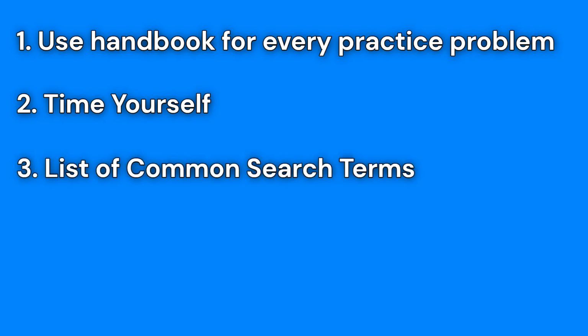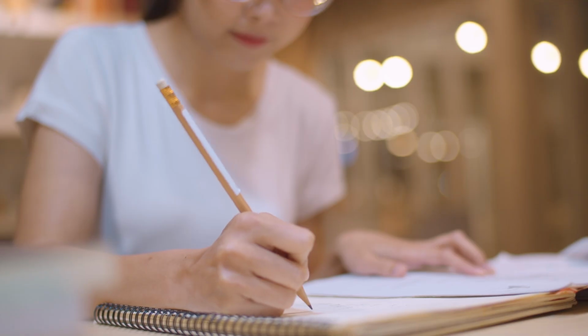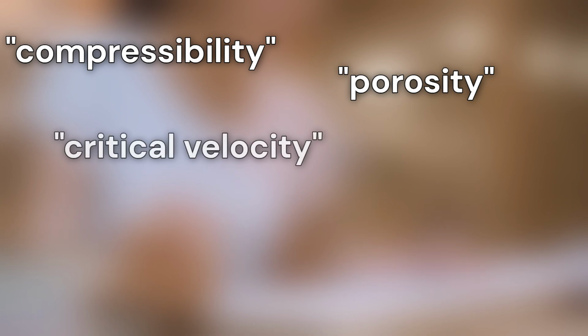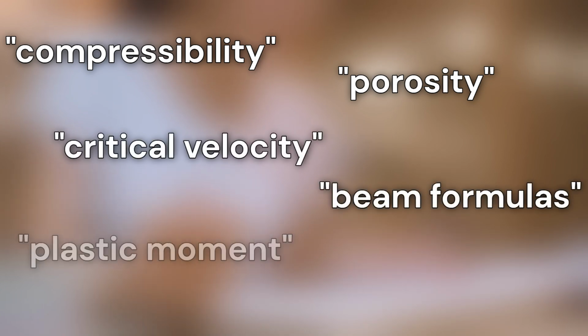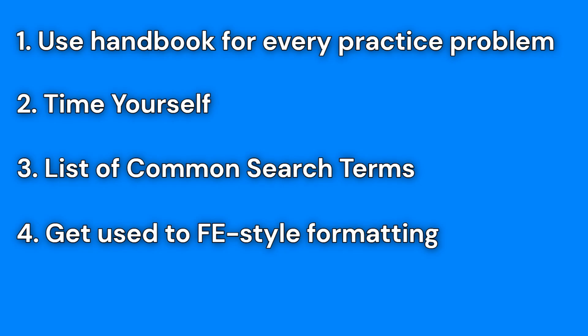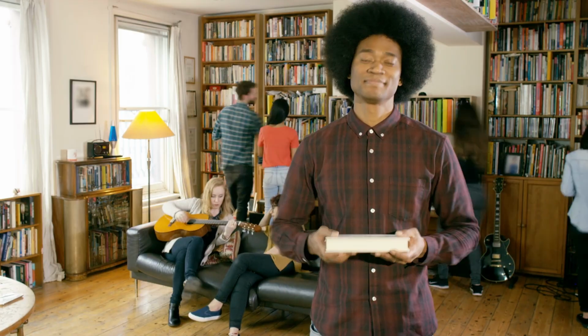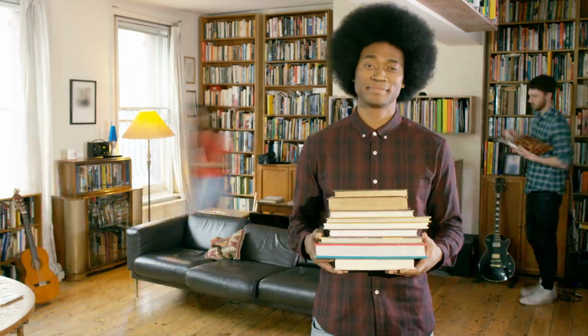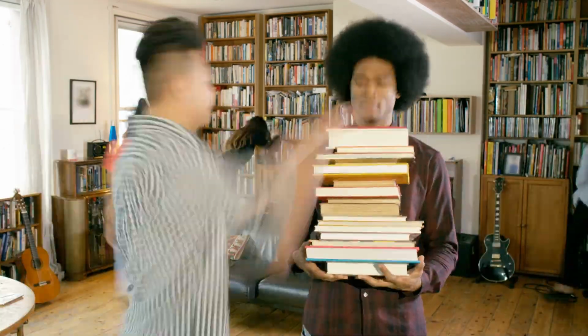3. Build a list of common search terms. Create a sheet of keywords like compressibility, porosity, critical velocity, beam formulas, plastic moment. This becomes your search shortcut list. Finally, get used to FE-style formatting. The real exam equations are formatted differently from textbooks. You want your eyes to recognize the layout instantly.